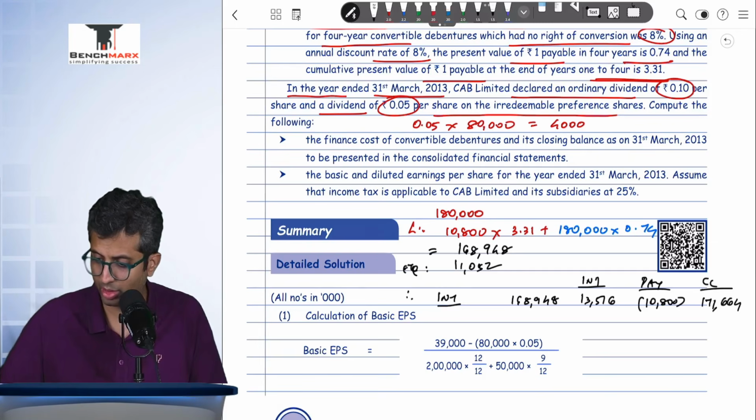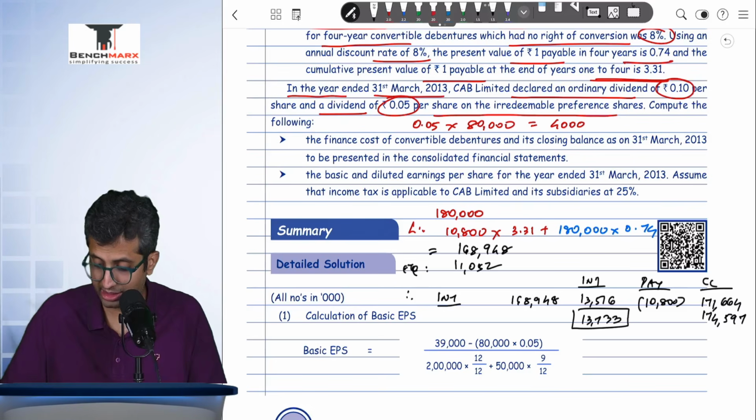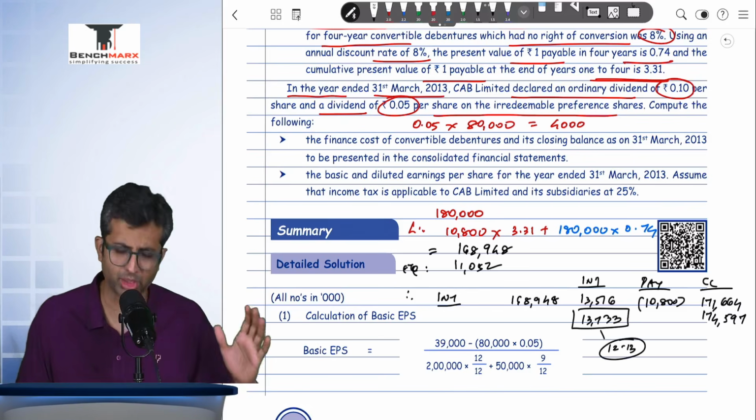171,664. You will take that as opening into, let's say, 8%, comes to 13,733, less 10,800, and hence the closing comes to around 174,596 or 597. So over here, in the second year, this is the interest for the year 12-13. The upper interest is for the year 11-12. That is the first year.